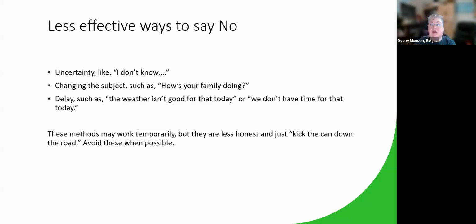Another thing is change the subject. How's your family doing? And what about this other thing and the other? If we change the subject, sometimes that works with some peers, but it can damage trust over time. Delays such as the weather isn't good for that today, or we don't have time for that today, tell them, oh, when the weather is different, we can do it. When we have more time, we can do it.